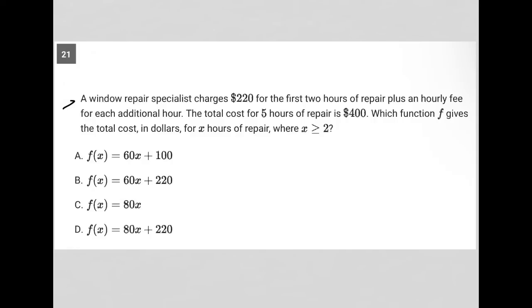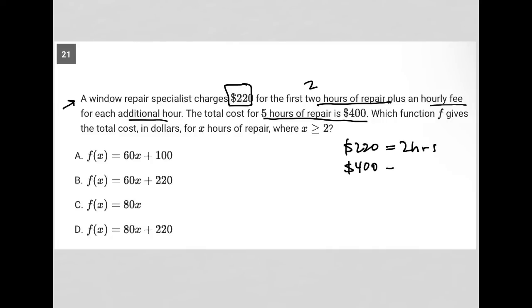So this question says a window repair specialist charges $220 for the first 2 hours of repair plus an hourly fee for each additional hour. The total cost for 5 hours of repair is $400. I'm going to just write that down. So first of all, I'm going to write down 220 equals 2 hours. And then we also know that $400 equals 5 hours.